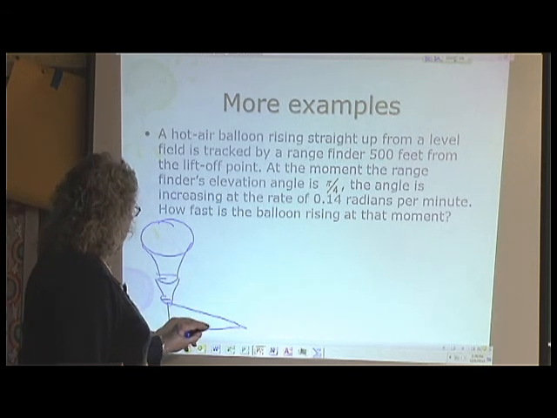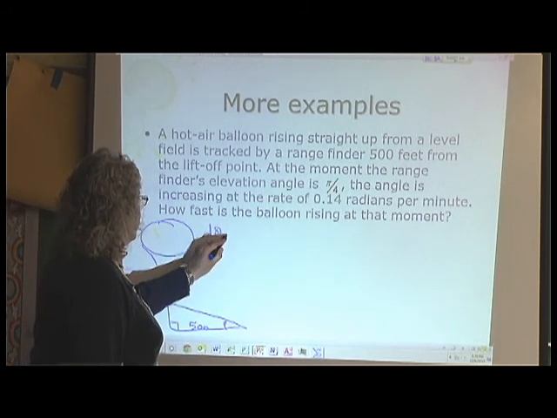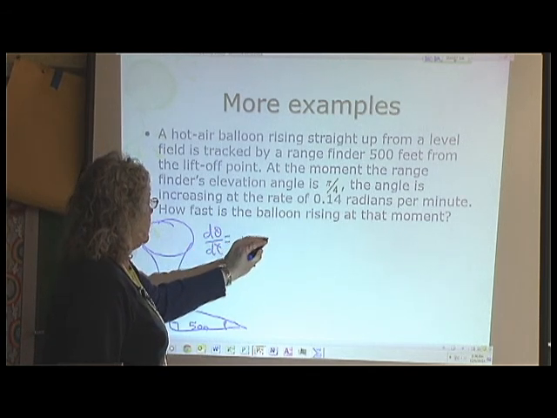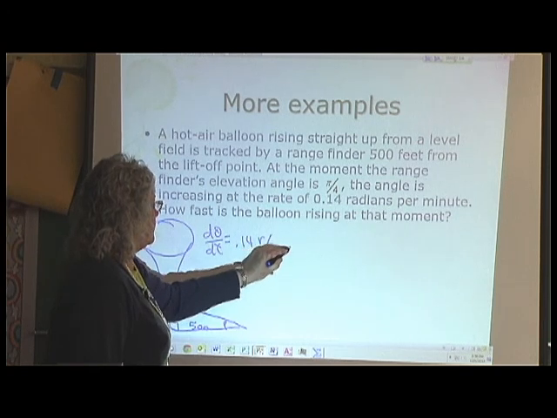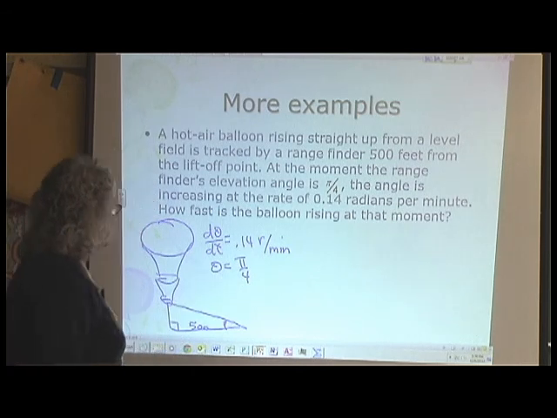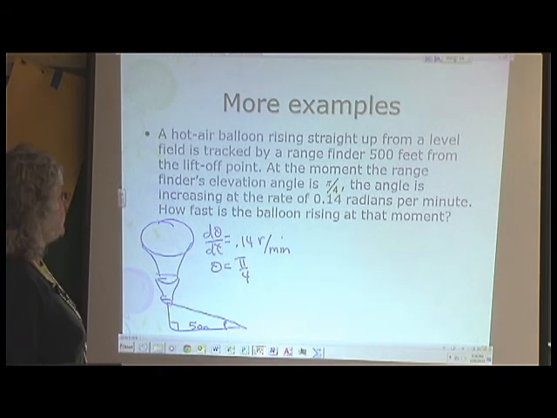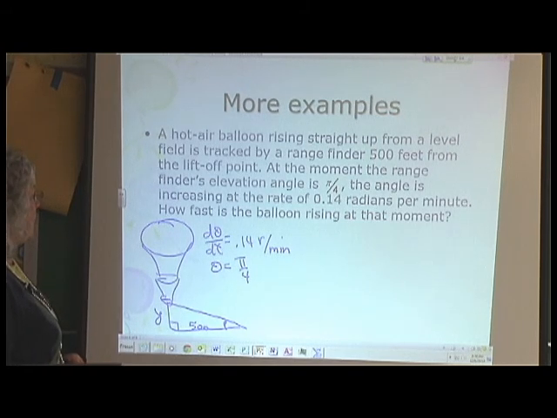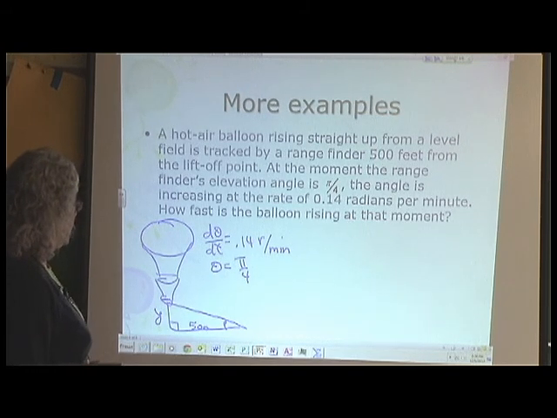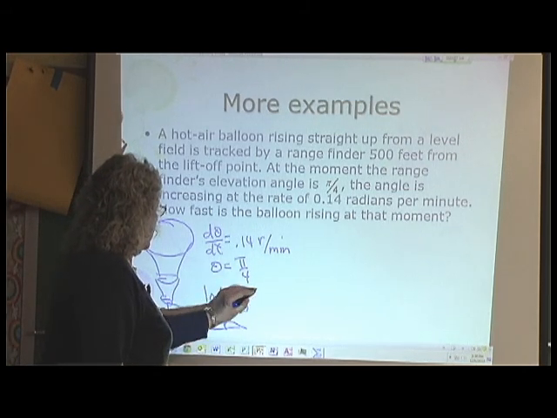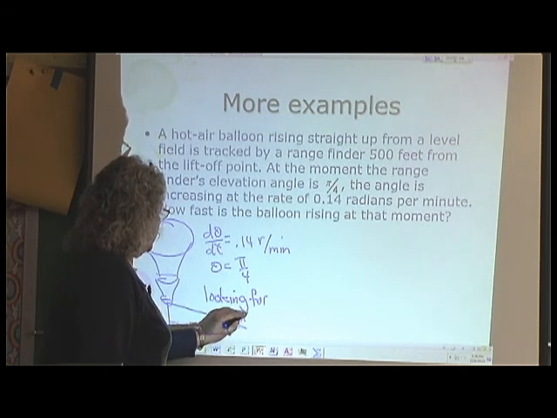But we do know that the angle is increasing. This is our angle, and our angle is increasing, so our d theta/dt is 0.14 radians per minute. And that's when the angle is pi over 4. And we want to know how fast the balloon is rising at that moment. So we want to know dy/dt. We're looking for dy/dt.